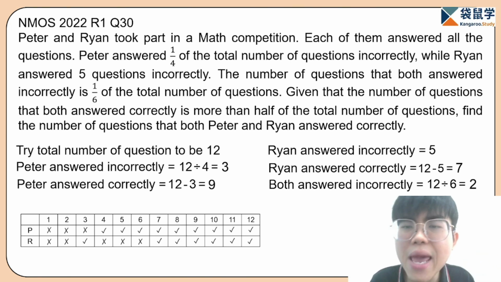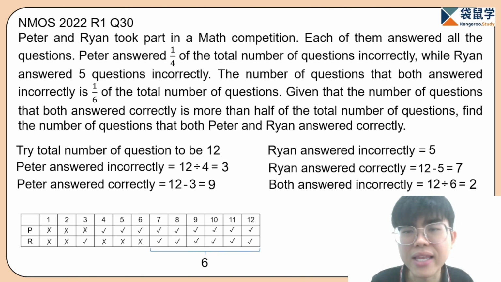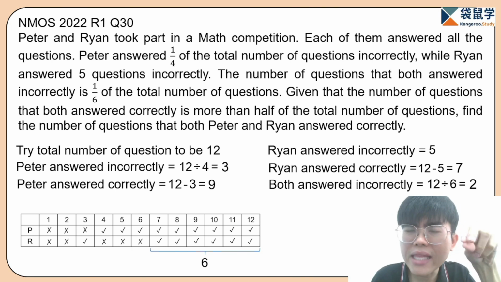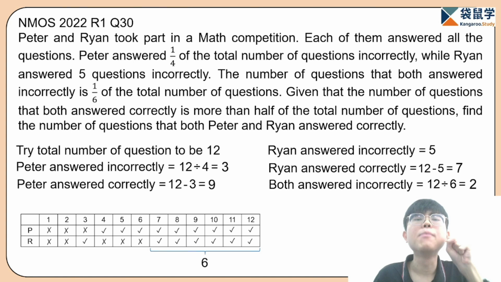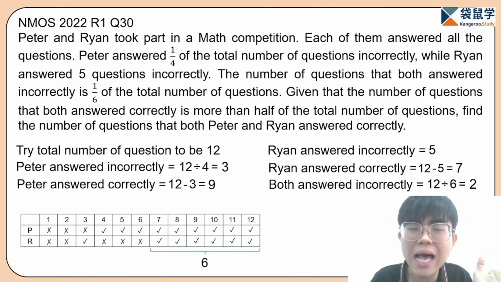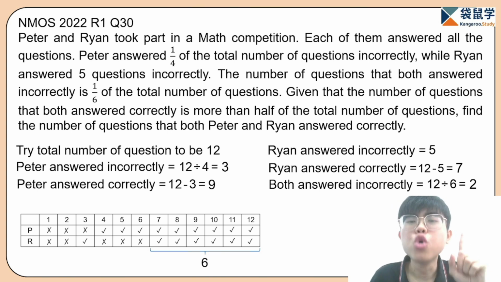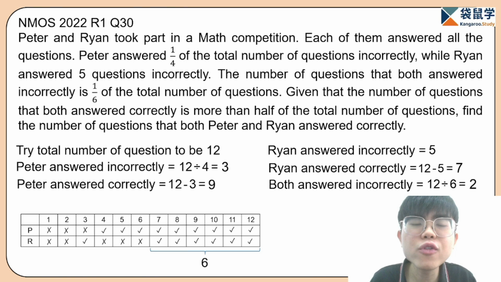So guys, based on the table right here, we can observe that there are 6 questions where both of them answered correctly. So do we want this to happen, guys? From the question, we know that the number of questions that both answered correctly is more than half of the total number of questions. But half of 12 is exactly 6. So this doesn't satisfy the condition, right? So 12 is not the correct total number of questions, which means that 24 should be the correct total. But guys, we still have to check to make sure that what we found here is correct, right?